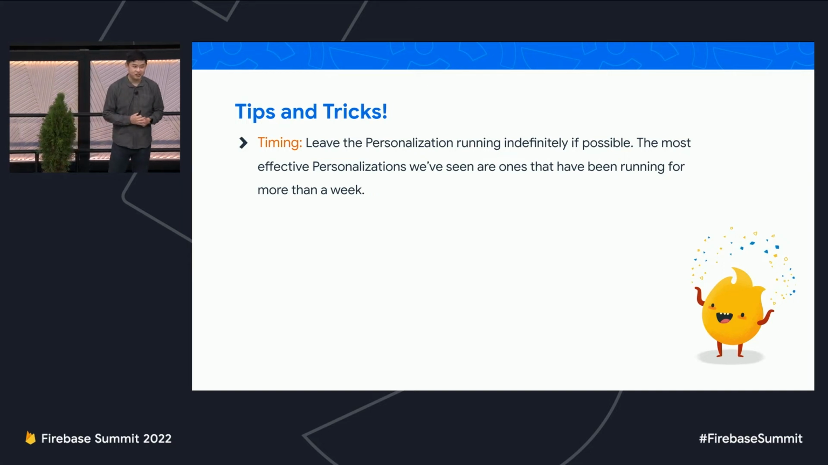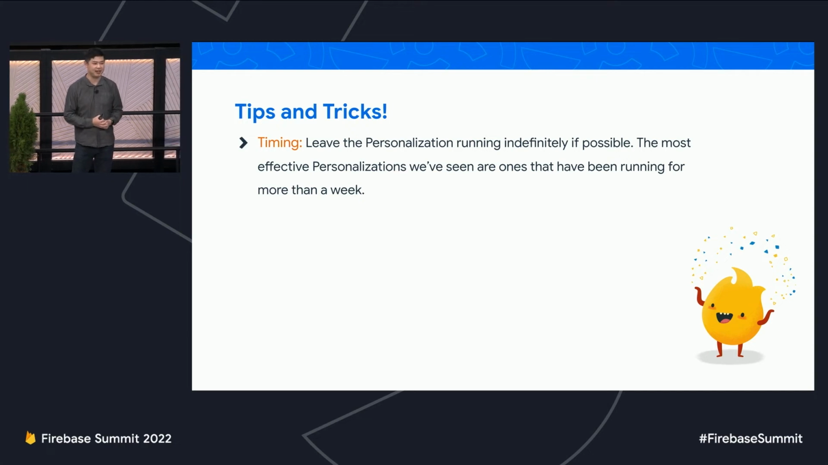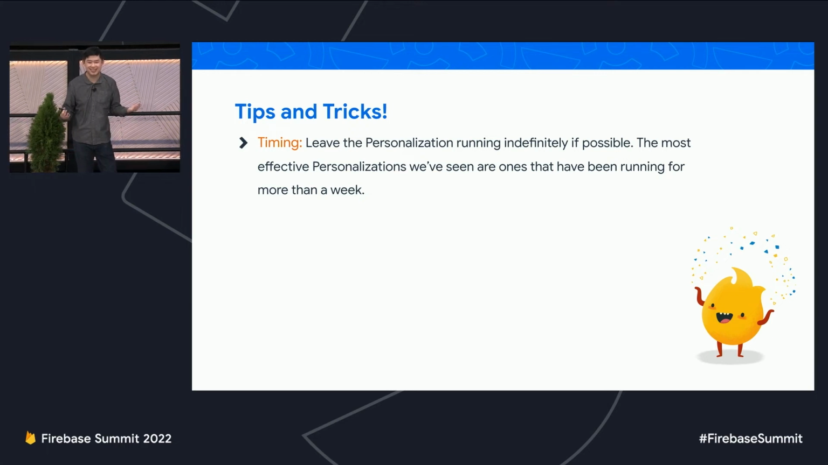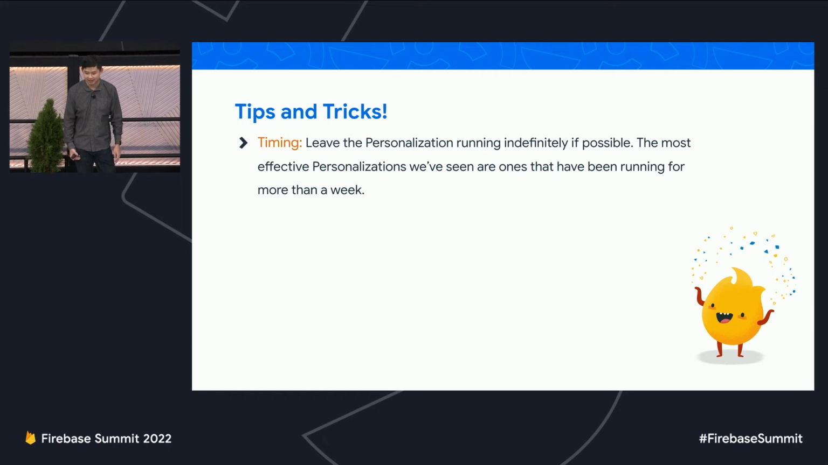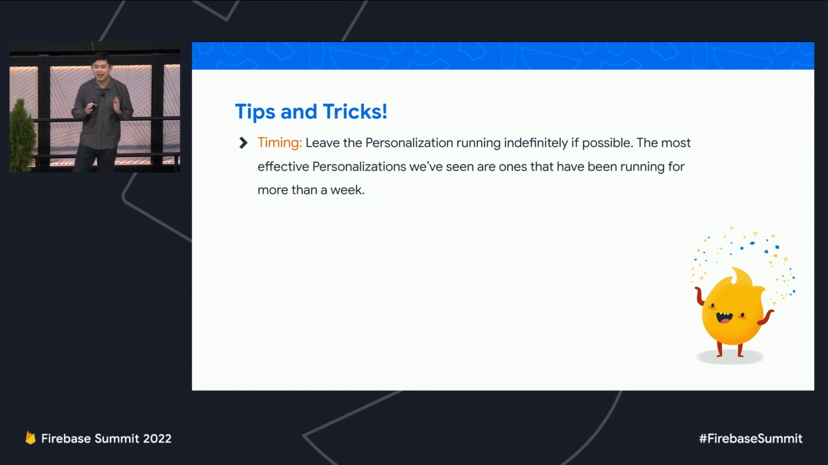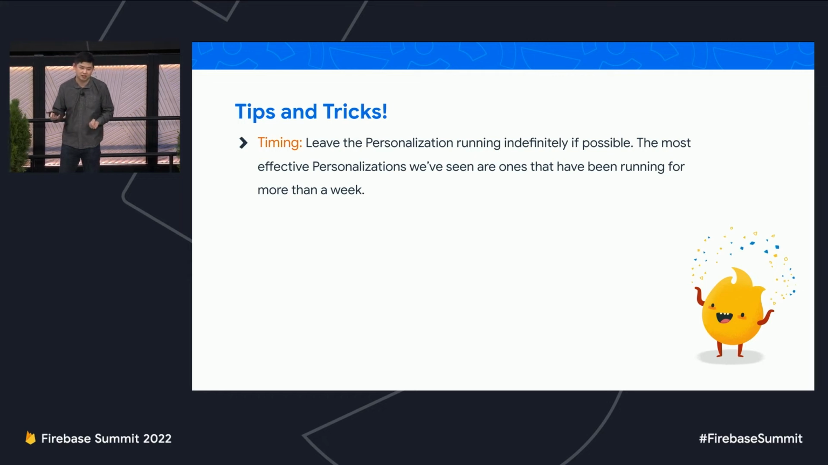As magical as machine learning is, it doesn't happen overnight. It takes time to build and improve the models. While you should be able to see some results in a day or two, we recommend just leaving it run indefinitely. That way, personalization can continue to learn, ensuring that your app stays in sync with your users should their preferences change over time. Some of the most effective personalizations that we have seen are the ones that have been running for at least a week, usually much longer.